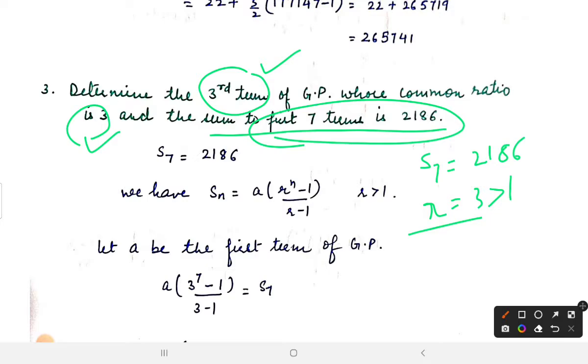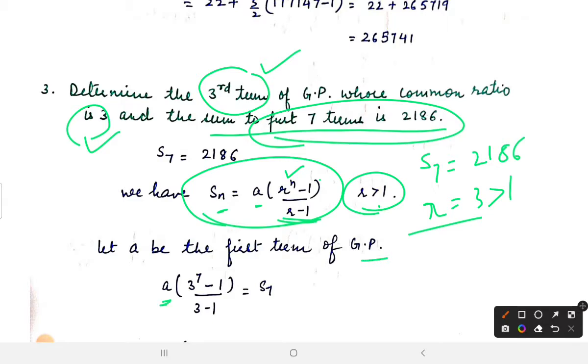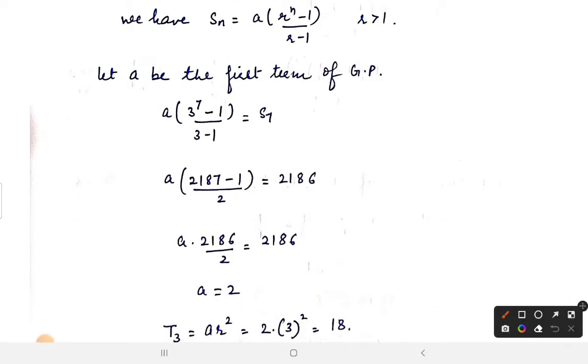If the common ratio is greater than 1, then the formula is Sn is equal to a times r to the power n minus 1 upon r minus 1, where r is greater than 1. So let us put the values: n is equal to 7 and r is equal to 3. So we have a, the first term, times 3 to the power 7 minus 1 upon 3 minus 1 is equal to S7, which is given to us as 2186. 3 to the power 7 is 2187, minus 1, upon 3 minus 1 which is 2. So we have 2186 upon 2, 2186 cancel, so a is 2.